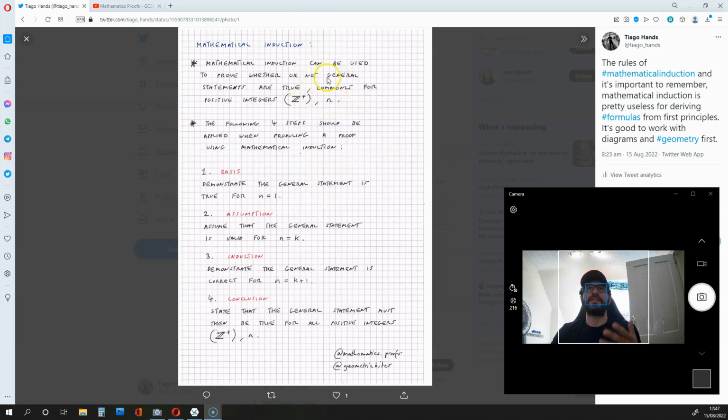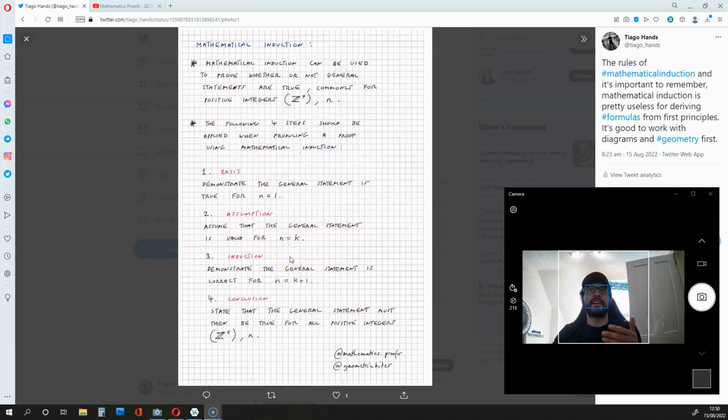Well, it can be used to prove whether or not general statements are true, commonly for positive integers, n. When producing a proof using mathematical induction, the following 4 steps should be applied. Namely, the basis. This is where you demonstrate the general statement is true for n is equal to 1. Number 2, assumption. You assume that the general statement is valid for n is equal to k.